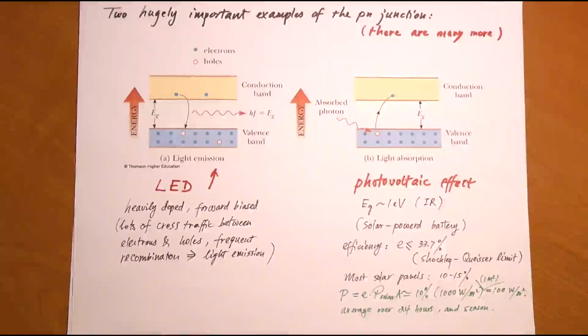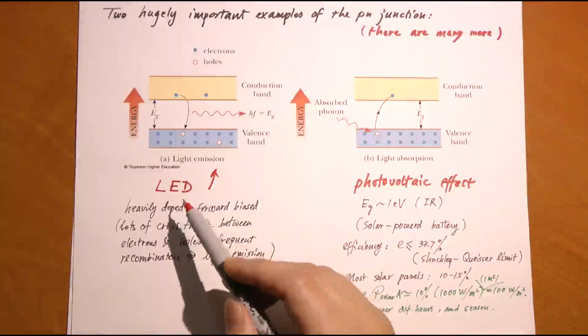So you wonder what a p-n junction can be used for. Well, it's one of the most useful elements in all of modern electronics. And I'm here only to discuss two of the famous applications, the LED and the photovoltaic cells.